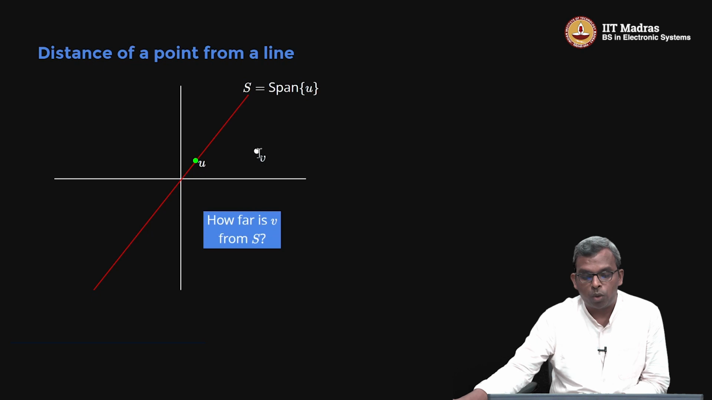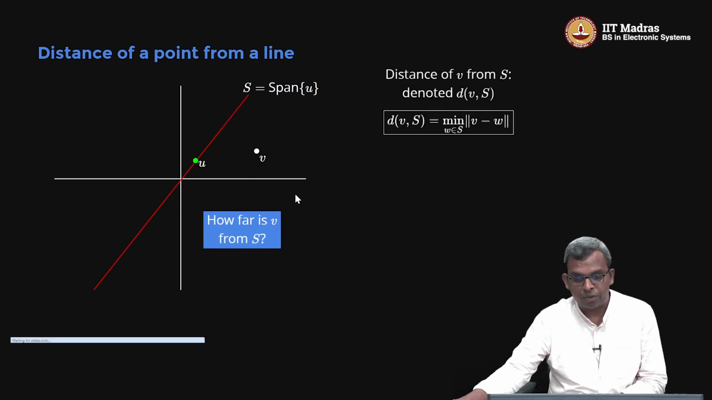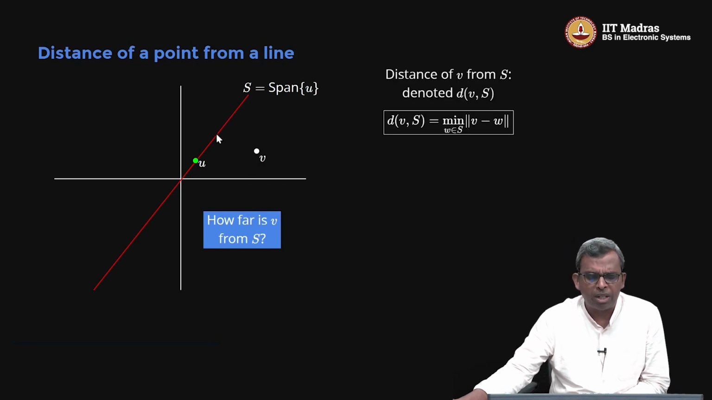If you want to answer this question, you can think about it in various ways. You can think about it geometrically. I'll come to that a little bit later. But really, when I say the distance of V from S, which I can denote as d of V comma S, this d of V comma S is going to be the minimum over all W in S of the distance between V and W.